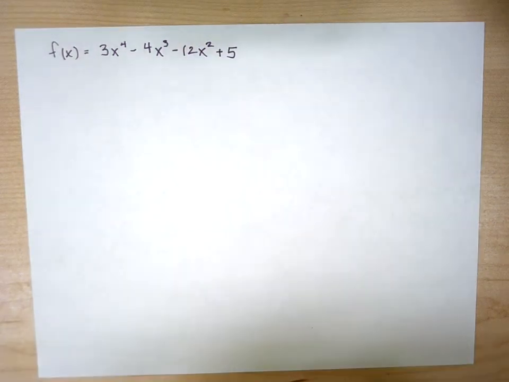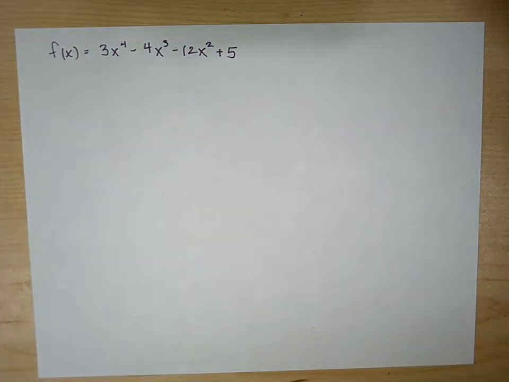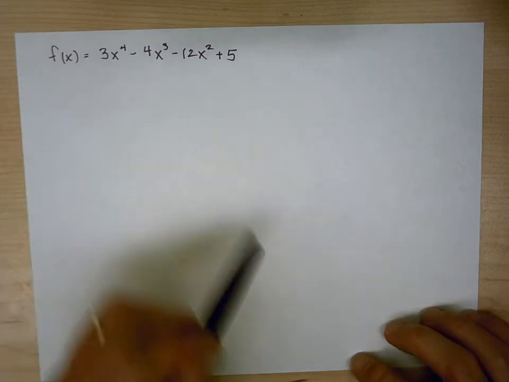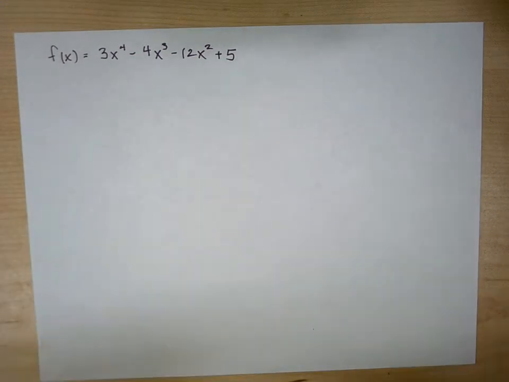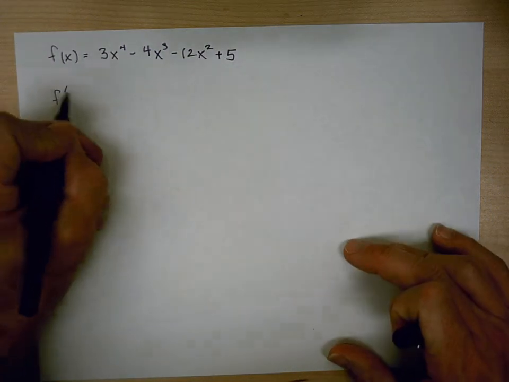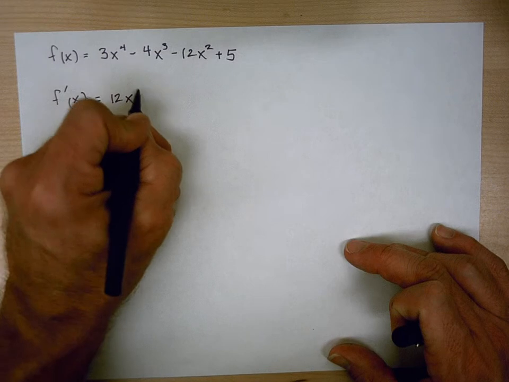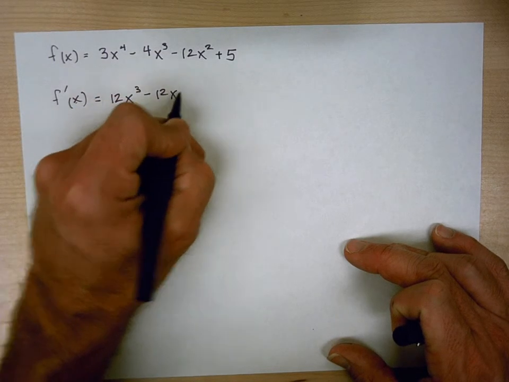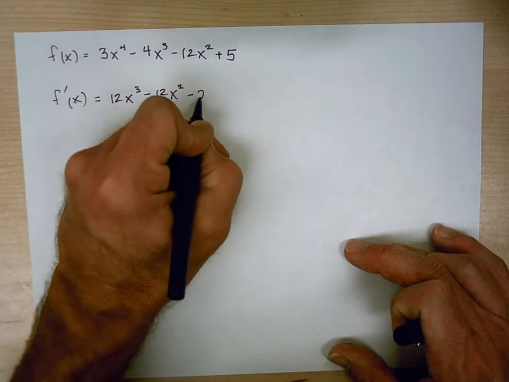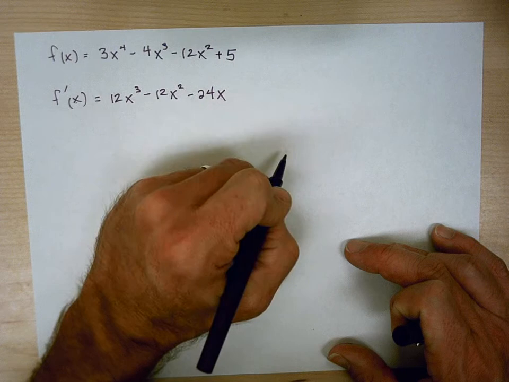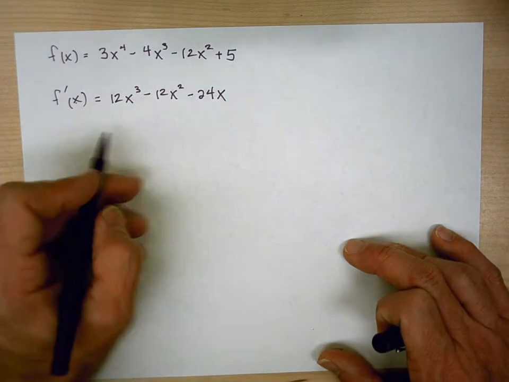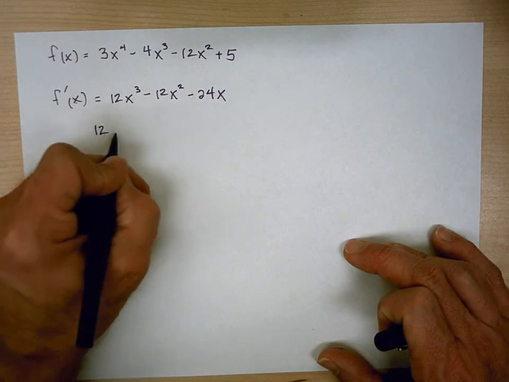plus 5. All right, and so first we want to find the intervals of increase and decrease, and then we want to figure out what the critical points are and if they're max or min. All right, so the first thing we need is to find the derivative. This one's straightforward since it's a polynomial. We're going to end up with 12x cubed minus 12x squared minus 24x. All right, now a common factor there is 12x.